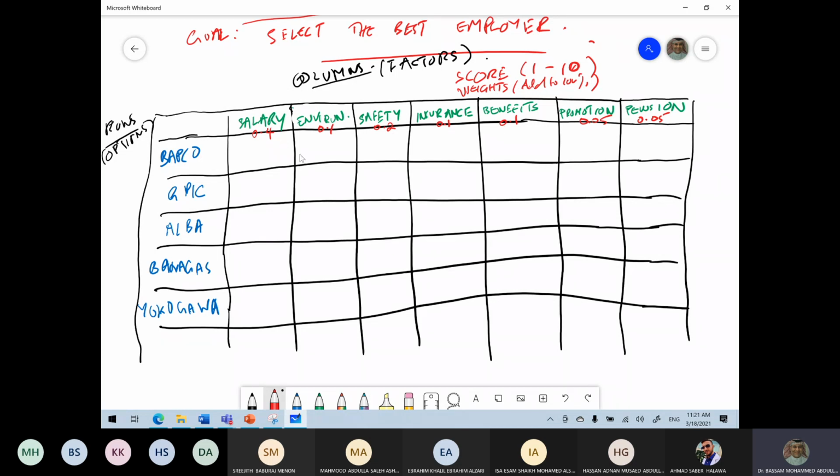And then weights, we are going to add or put some weights on each one. Why? Because we want to say that salary, for example, has a much higher weight than safety. I'm just mentioning that, but it is different from one person to another. These weights are different from one person to another.